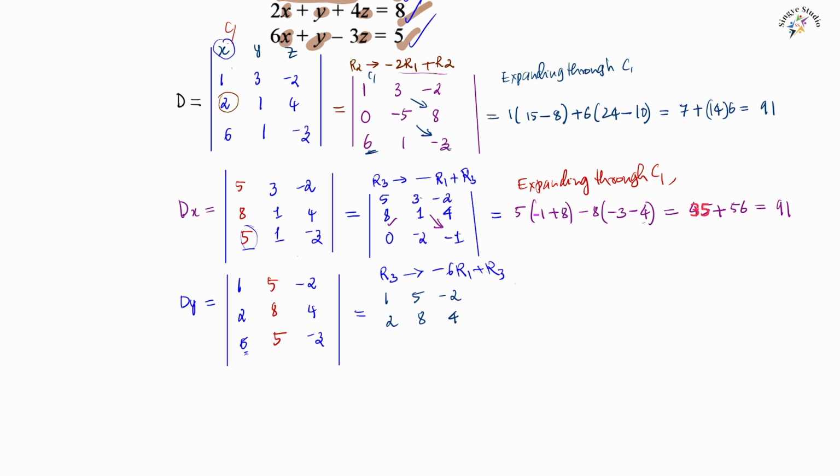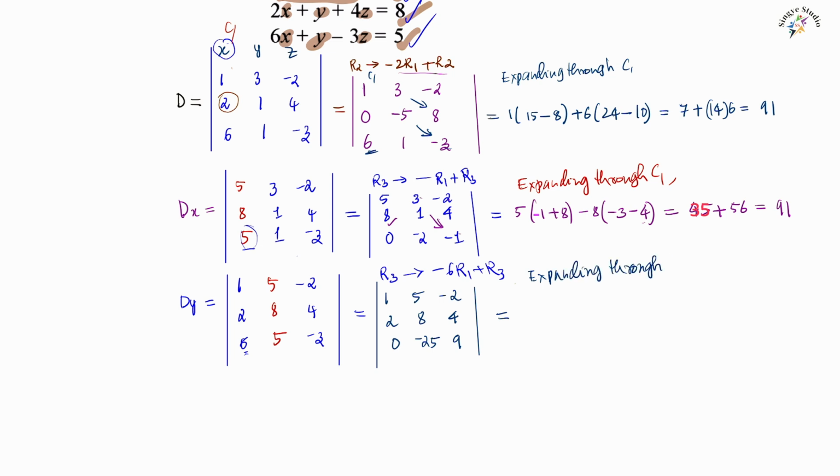Here negative 6 times 1 is negative 6, plus 6 is 0. Negative 6 times 5 is negative 30, plus 5 is negative 25. Negative 6 times negative 2 is 12, minus 3 is positive 9. So these are our new values. Okay, and we will expand through column 1 again.